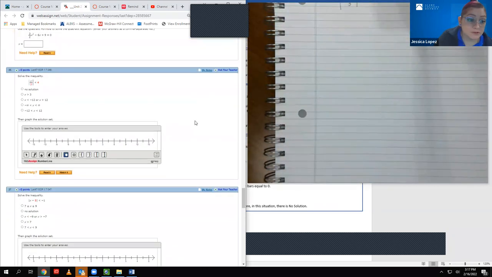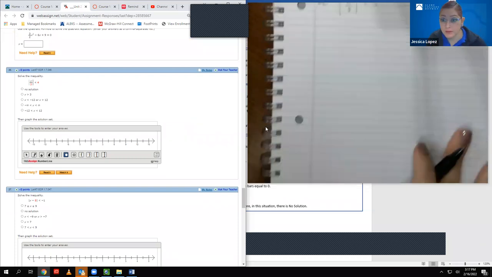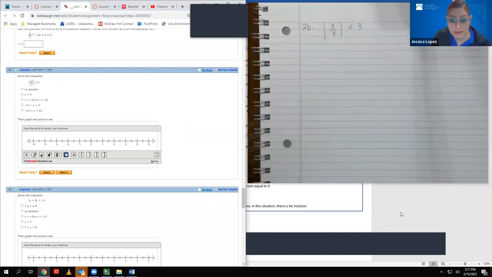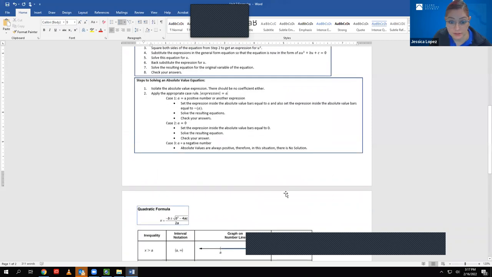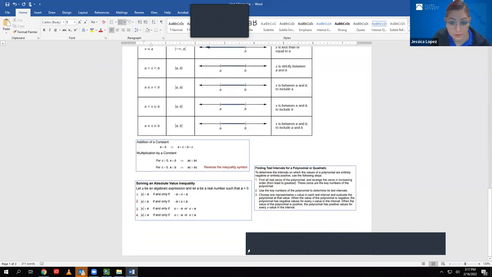So this is an absolute value inequality, and I do have the rules for the absolute value inequalities down here in our paper. So when you have an absolute value inequality, you have to look at the symbol and the number, okay? And notice that it says the number is positive. So if you see a negative over here, don't worry about it. They should always be positive.